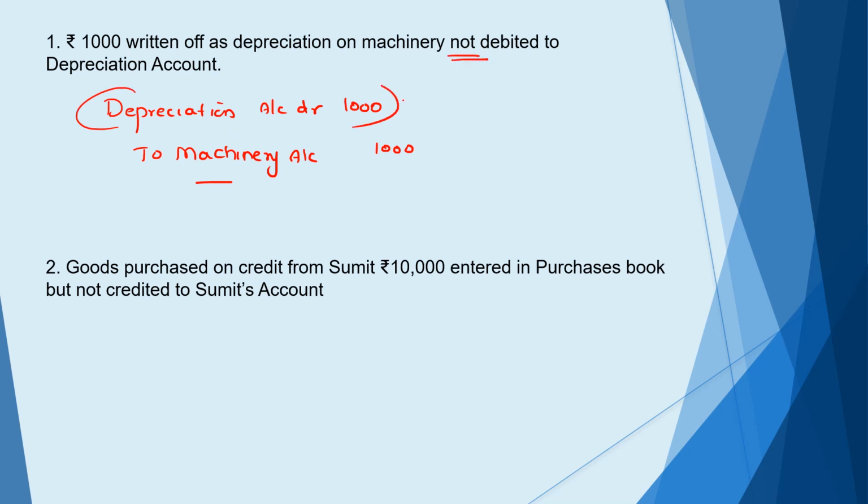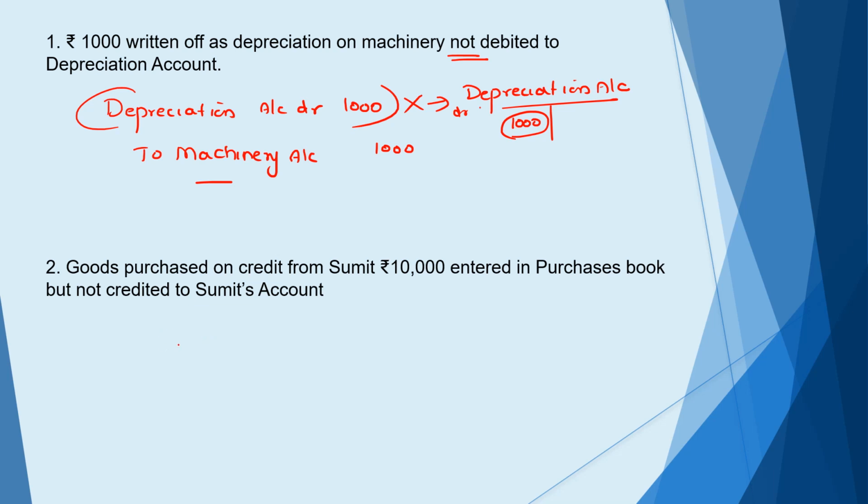So this debit effect has not gone into the depreciation account. In the depreciation account in the ledger, on the debit side, you should have 1,000 rupees as machinery. This has not gone. Therefore, what has happened? Machinery account has been reduced by 1,000, but depreciation has not been debited. So the debit effect has not gone, only the credit effect has gone by means of reduction in machinery. So here the transaction has been partially omitted.